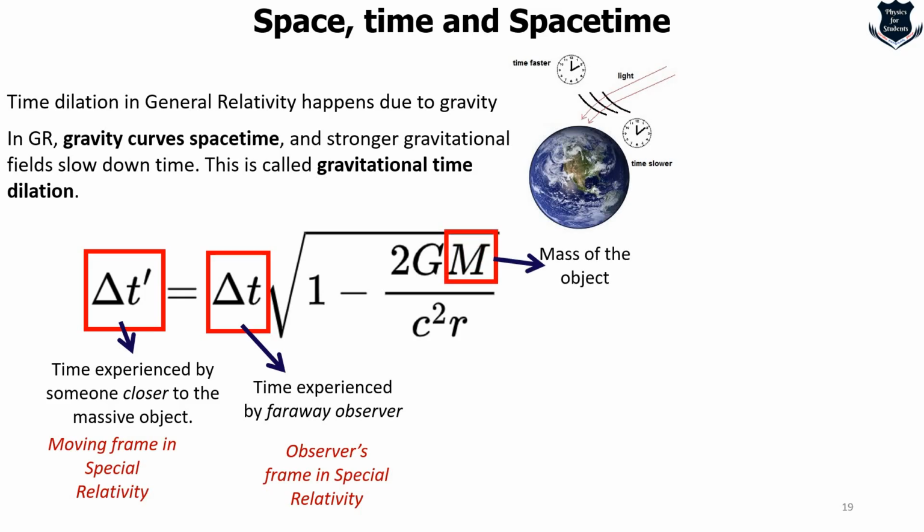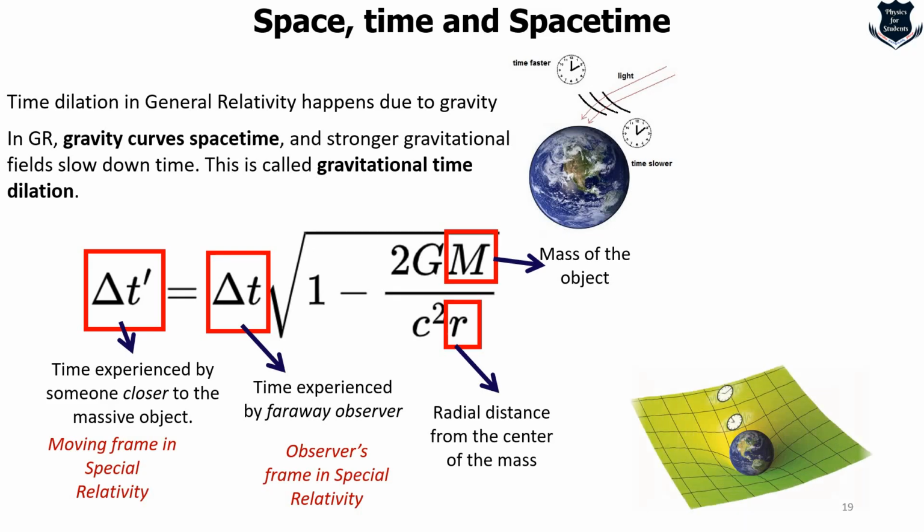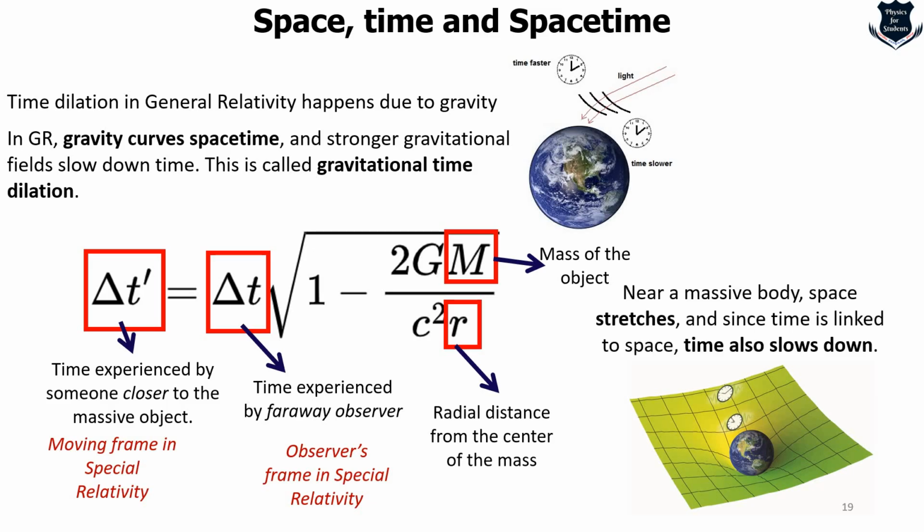This m is the mass of the object, G is the good old gravitational constant of Newton, and r is the radial distance from the center of the mass. So here you can see that if you put an object which is creating a high gravitational force, near a massive body space stretches, and since time is linked, time will slow down, and the clock runs slow near a gravitational field.